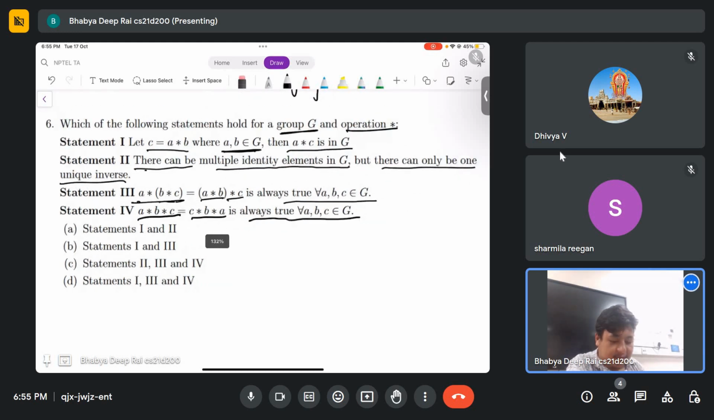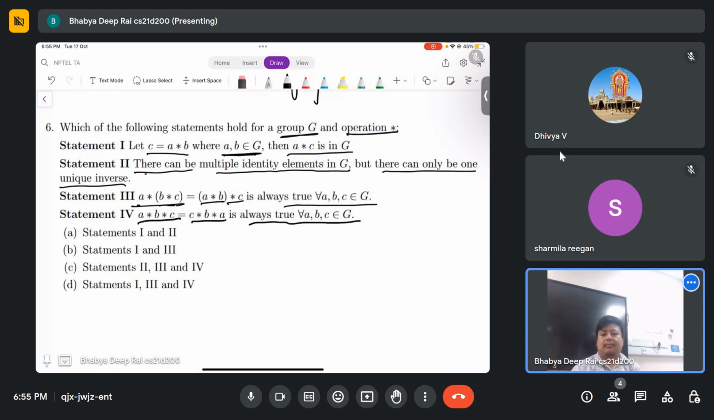I'll zoom it a little so it's properly visible. This is option B: statements 1 and 3. I'll give some more time.